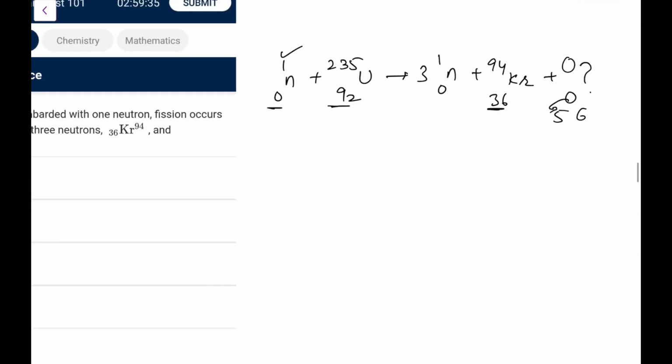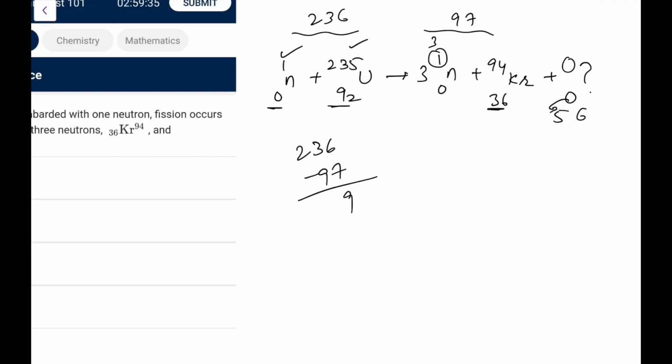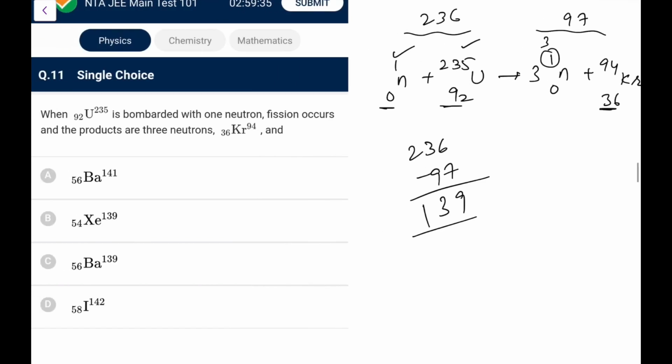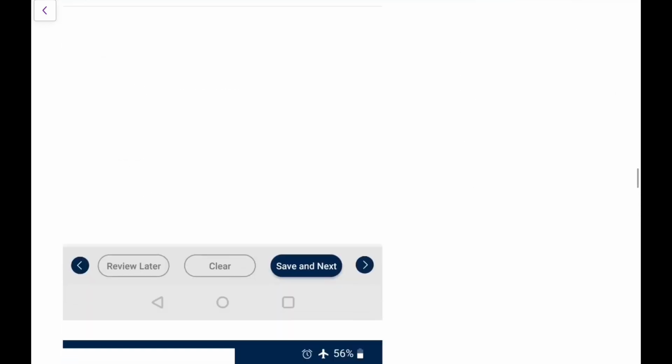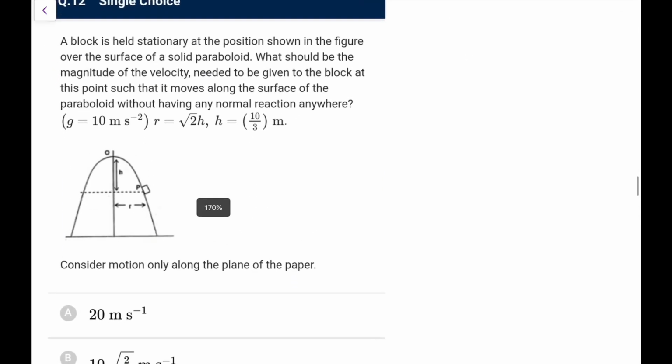Now this is 1 and 235, so 236 in total, and on the other side it is 3 plus 94, so 97. If I subtract it out, 236 minus 97 is going to be 139. So 139, 56, that is the option that I am getting, so go for option C. Not a tough one for you, simple add and subtract.